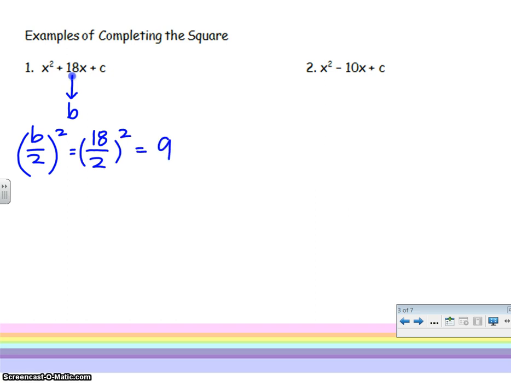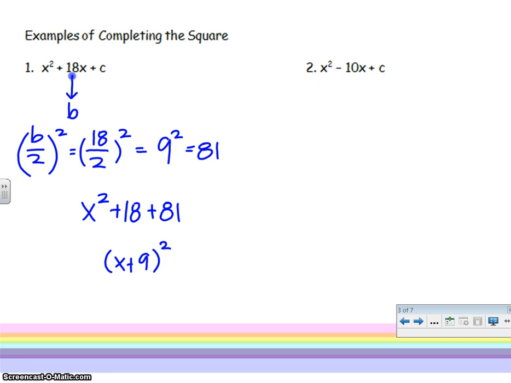The parentheses are helpful if we have a negative number so that we can keep track of things. And so the number we're going to use to complete the square is going to be 81. So now our completed perfect square trinomial is x squared plus 18x plus 81. And hopefully we recognize then that this will factor to x plus 9 quantity squared, or x plus 9 times x plus 9. But we're going to write it like this, and we'll talk about that in a little bit. Let's look at number 2.